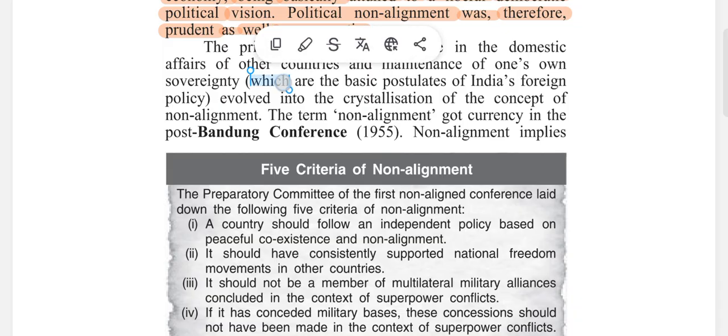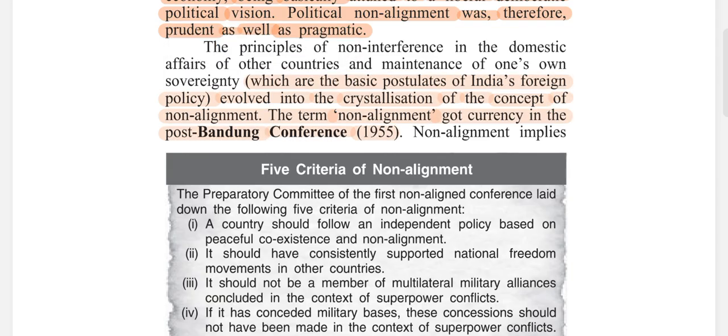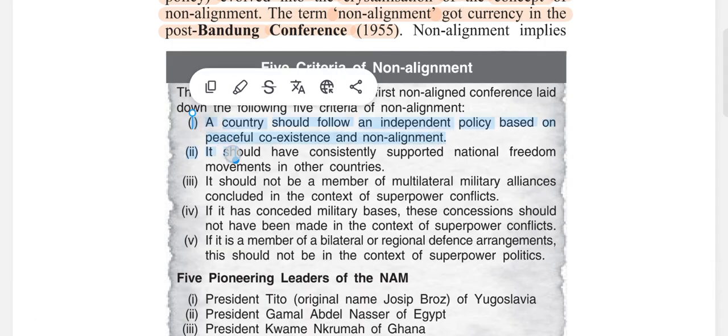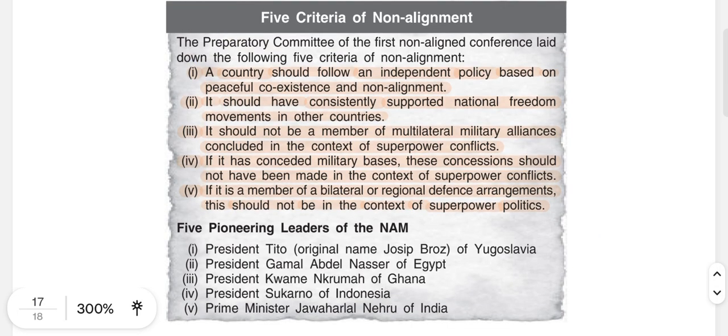The term non-alignment got currency in the post-Bandung Conference, 1955. Criteria of non-alignment: the preparatory committee of the first non-aligned conference laid down the following five criteria. One, a country should follow an independent policy based on peaceful coexistence and non-alignment. Two, it should have consistently supported national freedom movements in other countries.